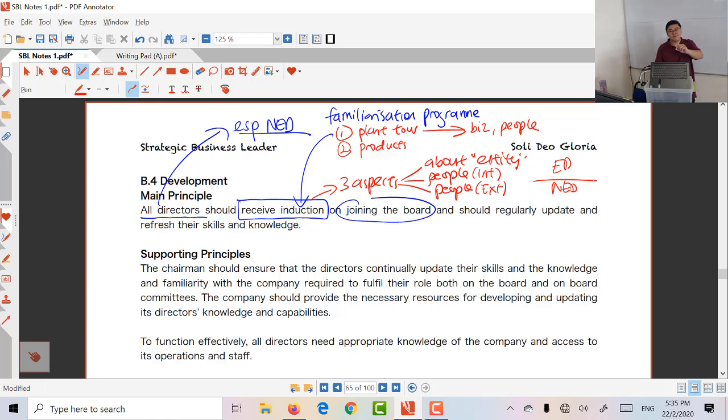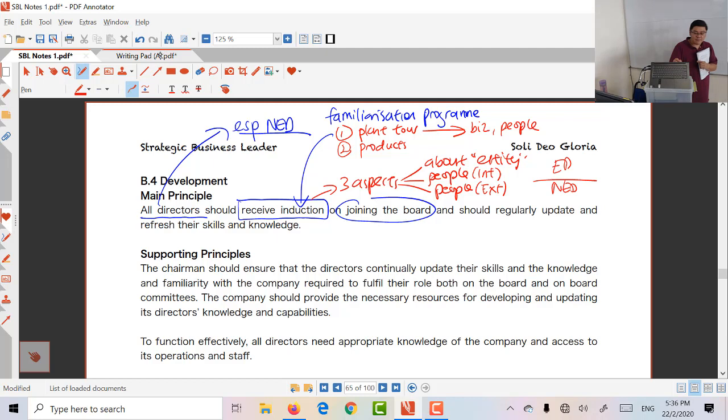But if you're an ED, then you probably need to know. For example, if you're in the finance role, bankers are important. Suppliers might be important. So you then arrange different people to meet with them. Now, this is your job.